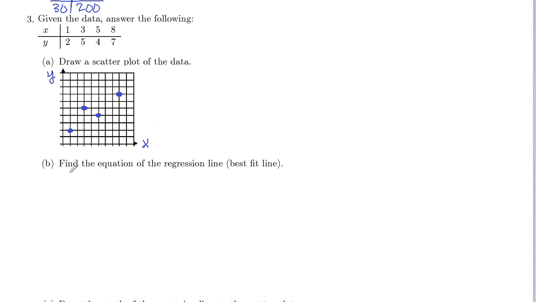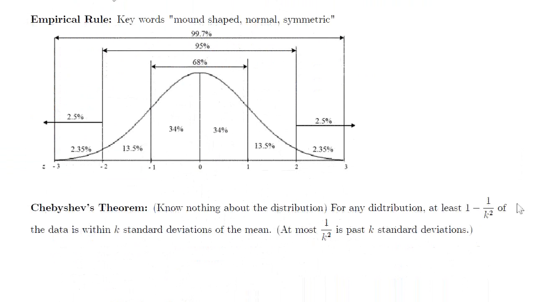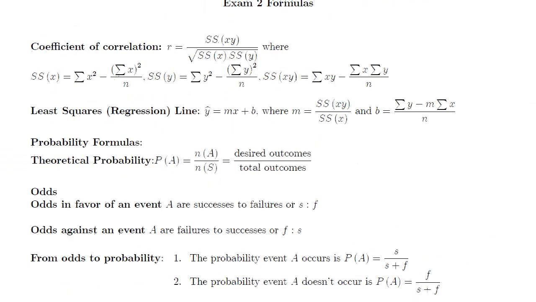So part B, we want to find that equation of the regression line, the best fit line. So let's go back to our formula sheets. I want to have all of these for the exam. So this is exam 2 formulas. So coefficient of correlation, least squares of regression line. There we go. So we need that sum of squares of x and sum of squares of xy, which is these guys here. So let's take those and bring them over.